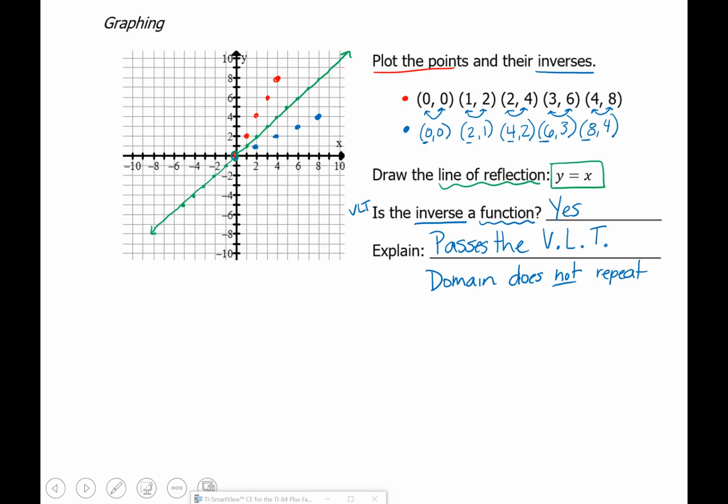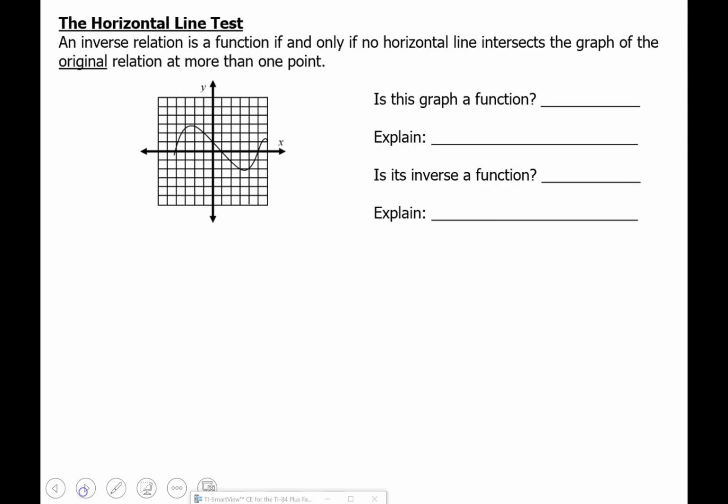All right, now there is an easier way with graphing to determine if the inverse of an equation or a relation is a function. And to do that, we're going to use the horizontal line test. The horizontal line test is really similar to the vertical line test. You are going to take an original function, not one that you flipped points on to look at the inverse, but the original function, and draw a horizontal line. If the horizontal line only hits the graph at one point, then it's going to be a function. So let's look at this example.